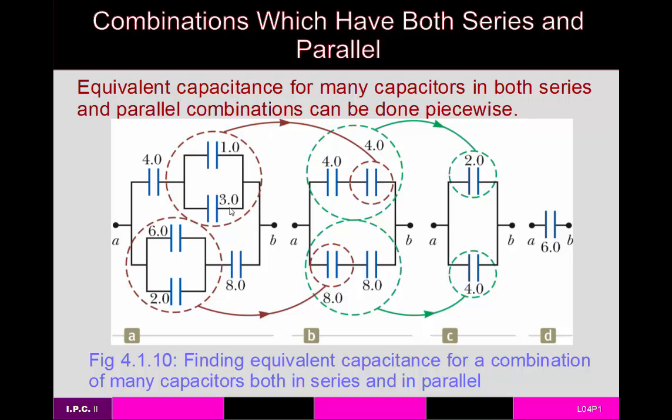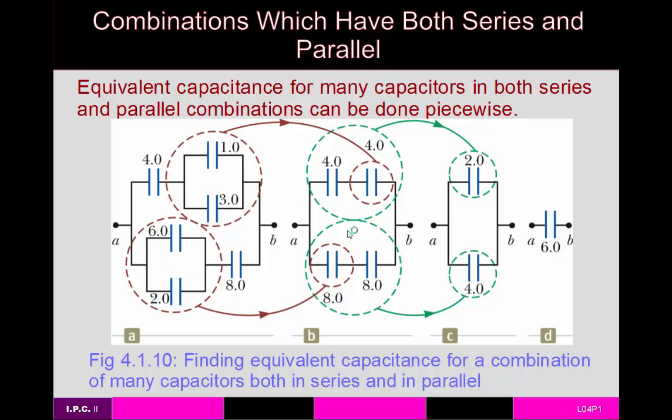So 1 and 3 are in parallel with each other. That means that what we have is an equivalent of a 4. Similarly down here, the 6 and the 2 are in parallel with each other. The 6 is in series with the 8. The 2 is in series with the 8. We have to do the 6 and the 2 next. So that in parallel gives us an 8.